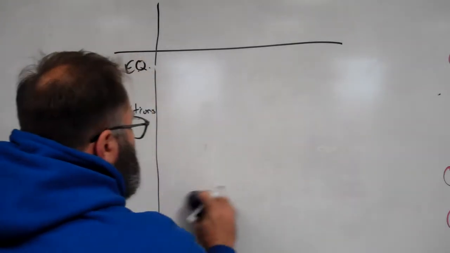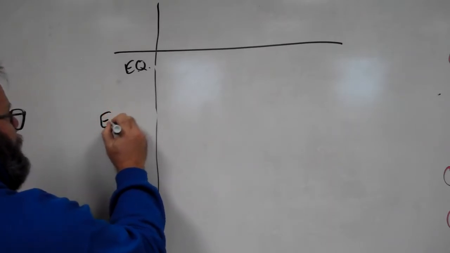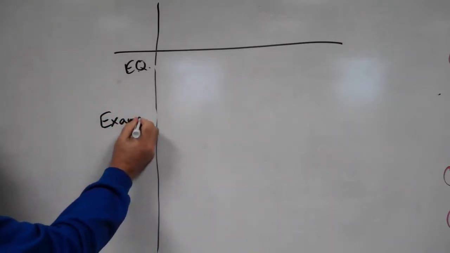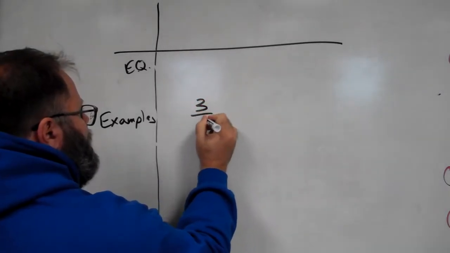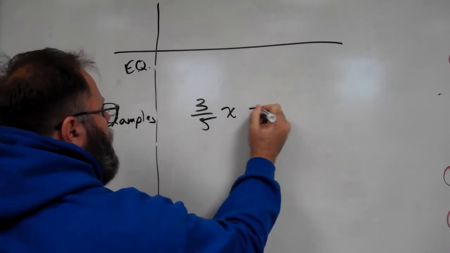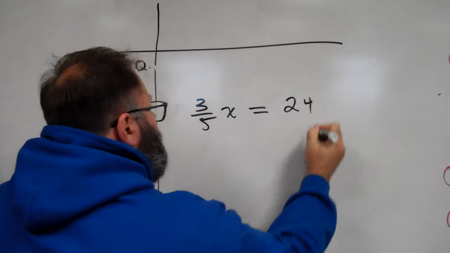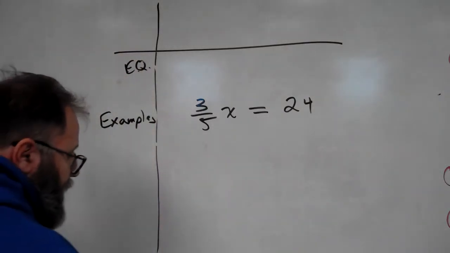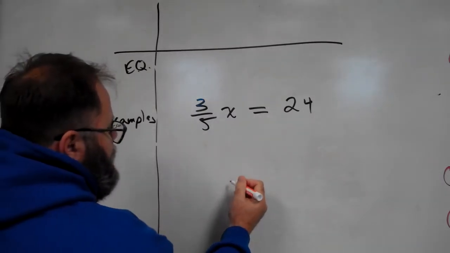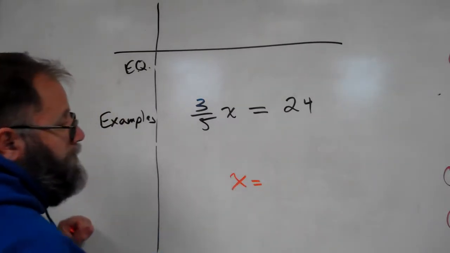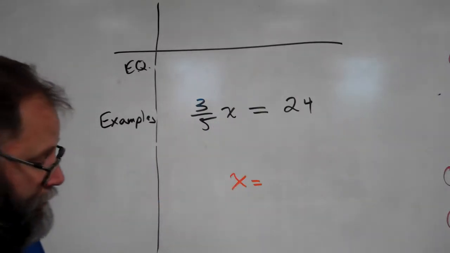So let's get to the examples now. So I'm going to erase my word definitions here, and now on the side I'm going to put examples. And my first example is a rational coefficient, and that's going to be equal to a whole number. Now, the goal here is to get this to say x equals. And we want to make this x have a coefficient of 1.